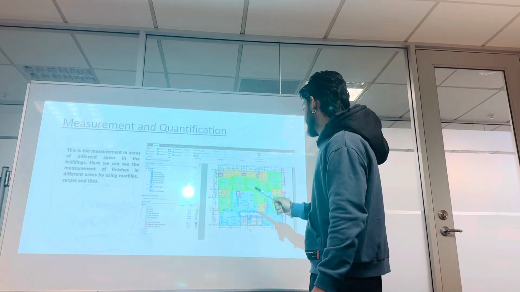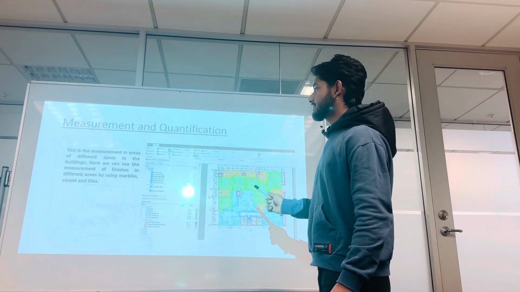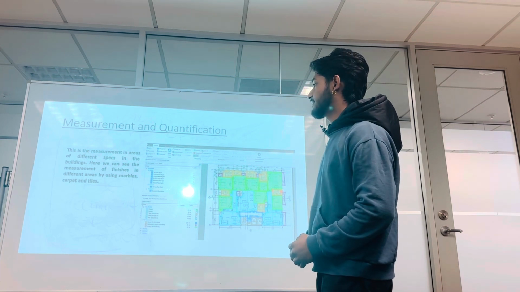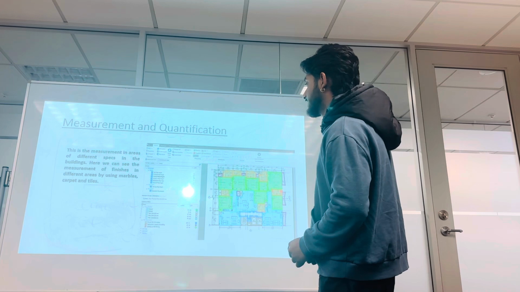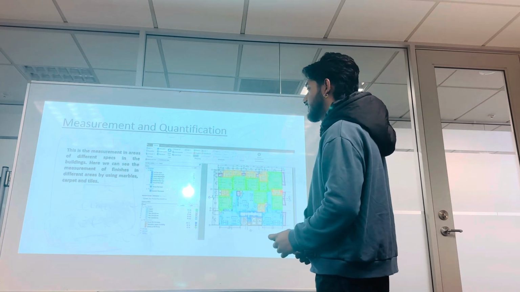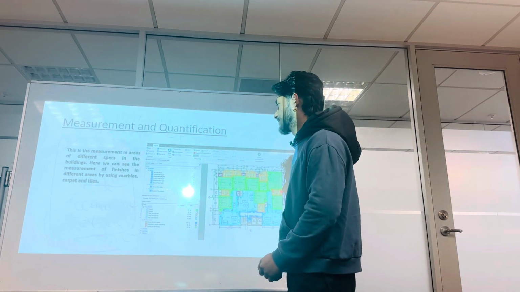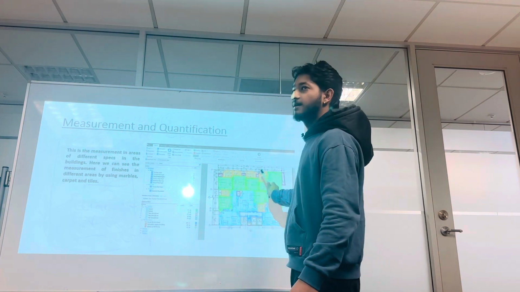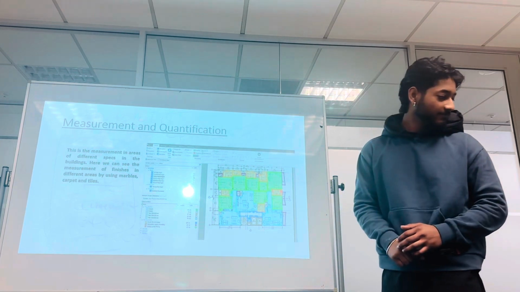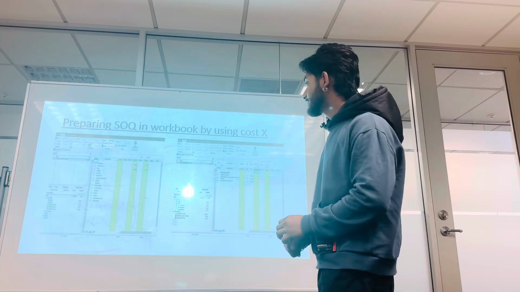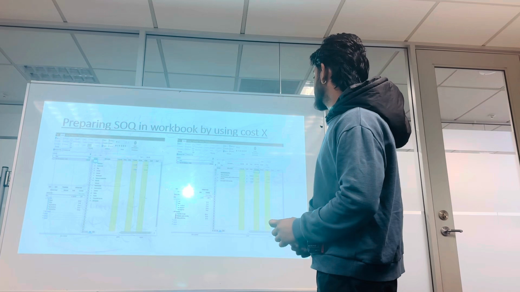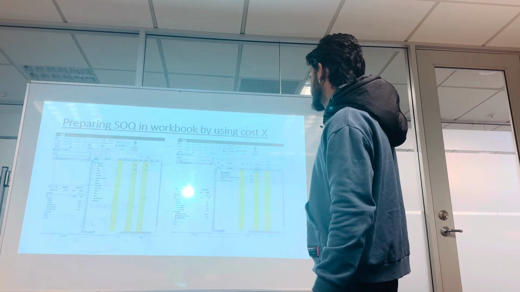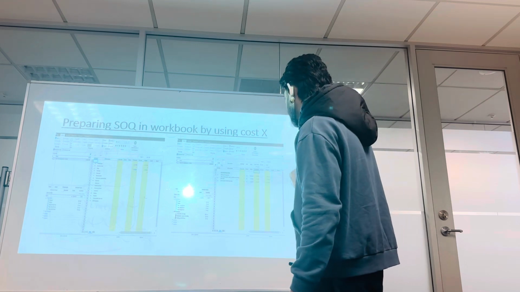And in the next step, the measurement is the area of different spaces in the building. Here we can see the measurement of finishes in the different areas, using marble and carpet, and we see the numbers in meters by this area. And here we see the preparing of SOQ on the workbook by using COSTEX.